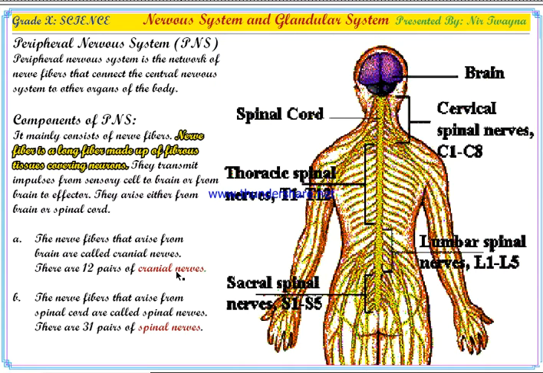Anyway, there are 31 pairs of spinal nerves, and all those nerves, be it cranial nerve or spinal nerve, have the same function. Either they take messages from the brain to organs, or they take messages from organs to the brain. They are just communicators. Any confusion up to here?